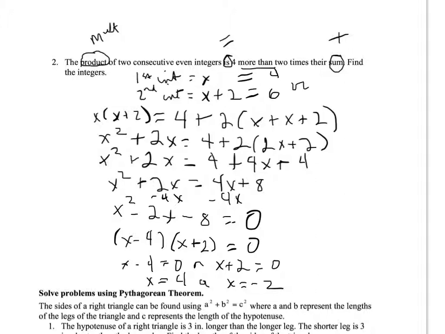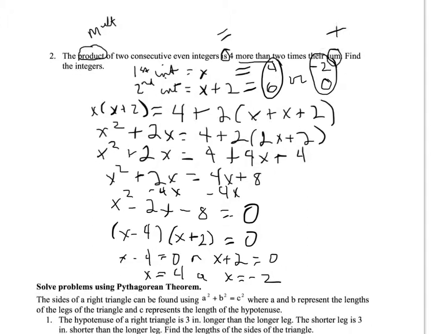Now, let's try the other pair. If x is negative 2, when I add 2 to that, I'm going to get 0. Now let's check this. The product of negative 2 and 0 is 0, and that is the case. Is that 4 more than 2 times their sum? Well, if I add the sum, negative 2 plus 0 is a negative 2. 2 times that would be a negative 4. When I add 4 to negative 4, I do get 0. So we have 2 possible solution sets for this problem, and we would want to give both of those as answers.